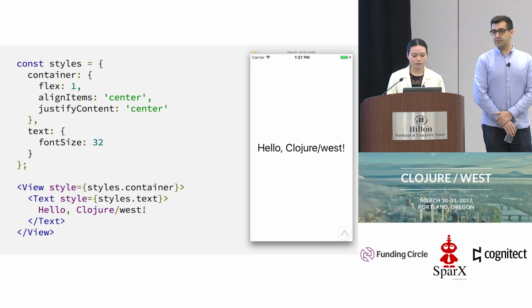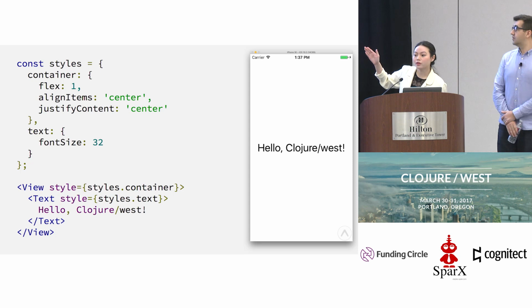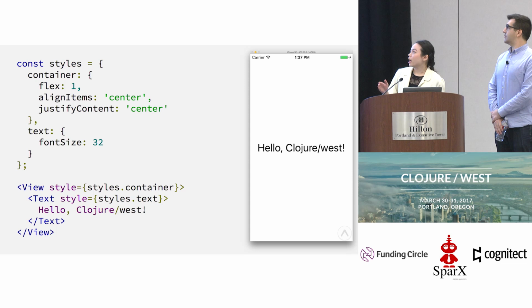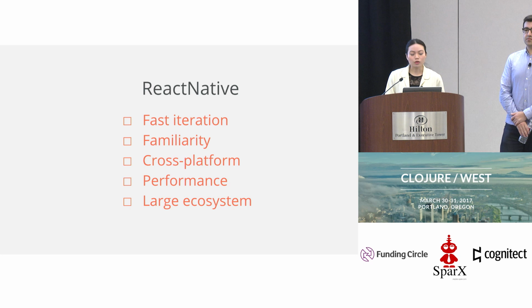On the left here, we have React Native code written in JavaScript. And on the right is how it renders in the iOS simulator. If you are familiar with React, you can see here that React Native looks pretty similar to React. The only noticeable difference here is that in React Native, you have View, which is something like a div in React. We hope that React Native would satisfy many of our goals. React Native should make it easy for us to move fast.